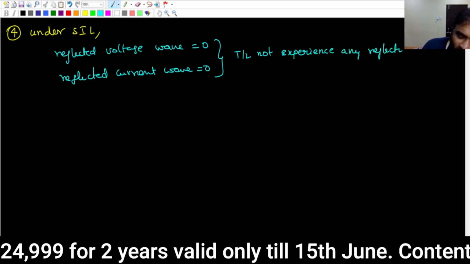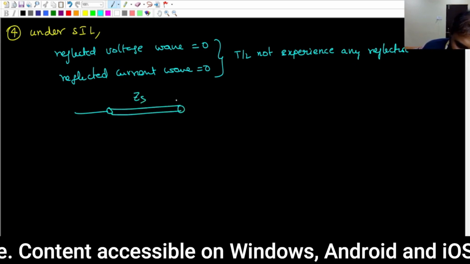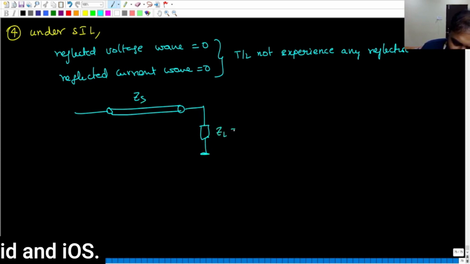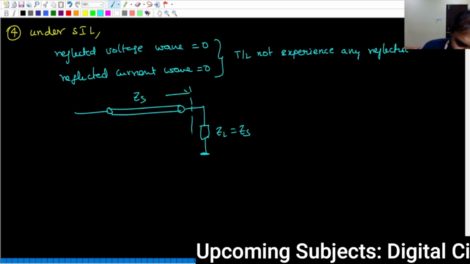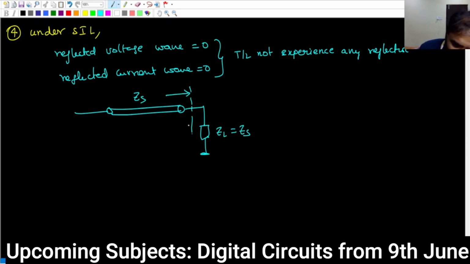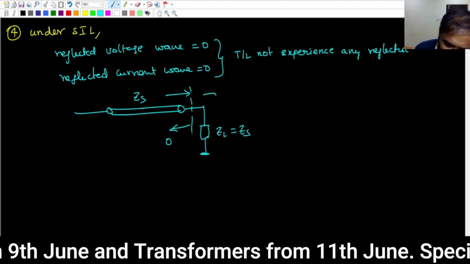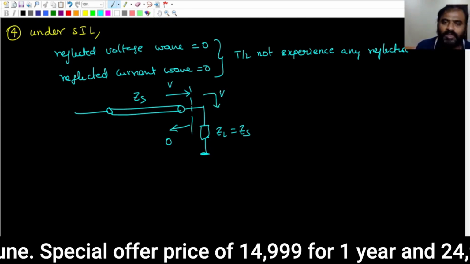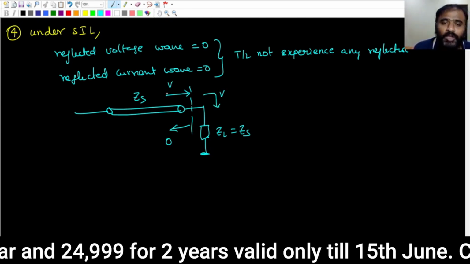Okay, what is the meaning here? Indirectly, this is a line having a surge impedance ZS. Now, it is terminated with what? Load impedance ZL equal to ZS. The voltage coming here is the incident voltage V, but the reflected voltage here is 0. That means whatever voltage comes here will go as it is. If this is V, this is also V. This is a traveling voltage.